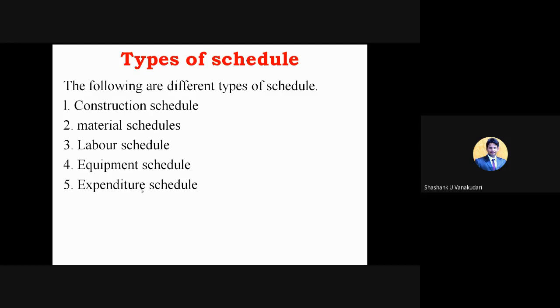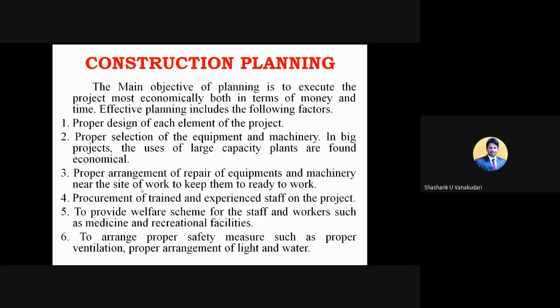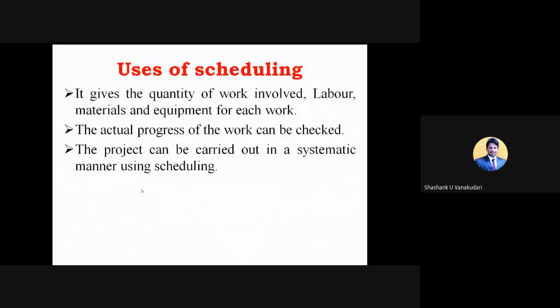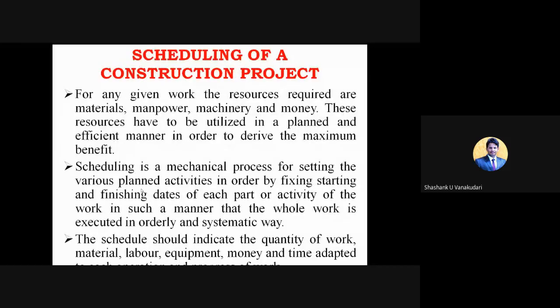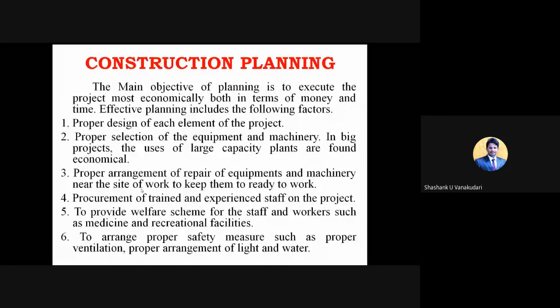So what exactly the scheduling process will be applying in these different parameters, such as construction, material, labor, equipment, expenditure, we will be studying one by one now. So here in this construction planning, initially you can consider the main objective of planning is to execute the project most economically, both in terms of money as well as the time. So this process we have already studied.